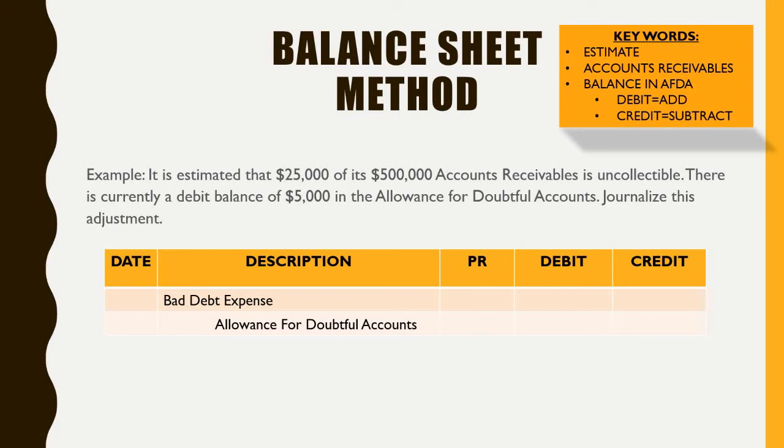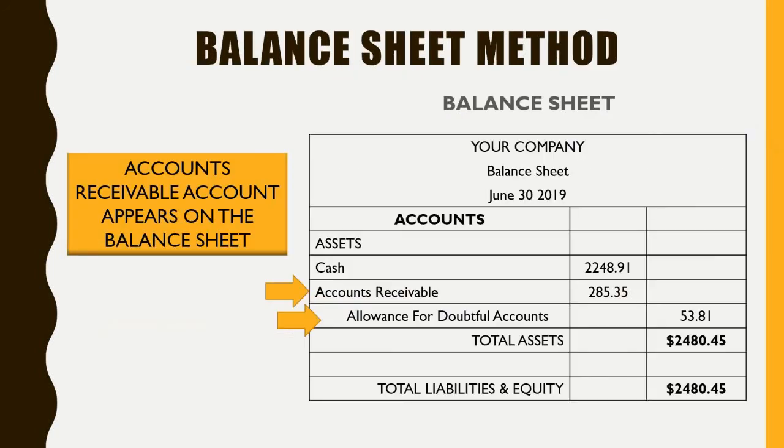So that's why we have a balance in the allowance for doubtful accounts. Now, here's the difference. When we're looking at the balance sheet method, we're looking at the balance sheet itself. Let's take a look at the scenario real quick. It's telling me that the estimated $25,000 of its $500,000 accounts receivable is to be uncollectible. And right now, there's currently a debit balance of $5,000 in the allowance for doubtful accounts. Journalize this transaction. So that's the scenario here. Now, why are we talking about the balance sheet method? Well, let's take a look.